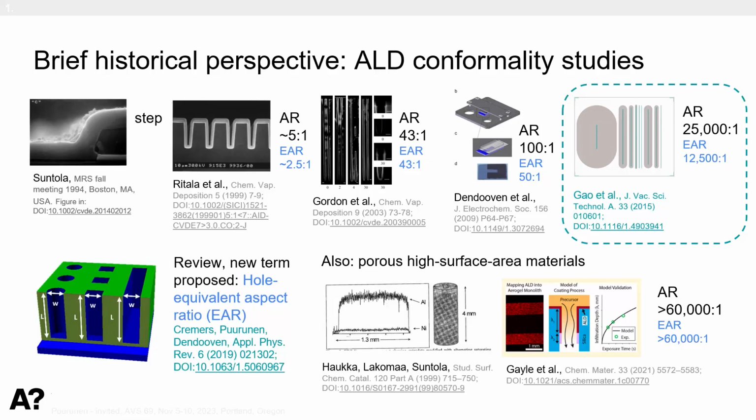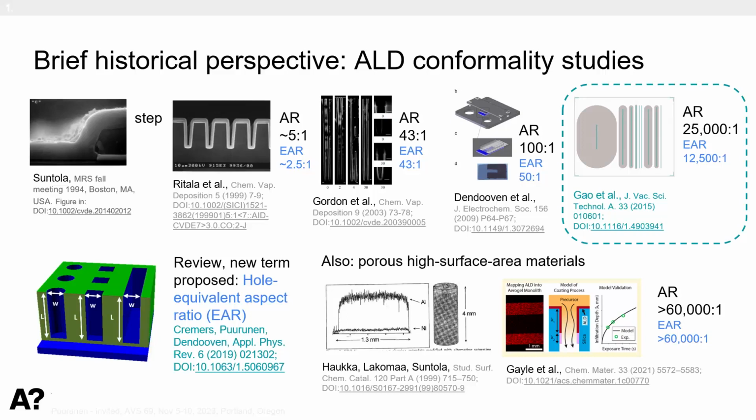A review was published in 2019 by me with Belgian collaborators, Kremers et al. And there we were reviewing the experimental and modeling work for conformality analysis, and we came up with a proposed new term and concept, the hole equivalent aspect ratio, EAR. The purpose of this one is to scale things so that you could compare different studies quantitatively, and the hole equivalent aspect ratio is a number that describes the aspect ratio, how difficult it would be to coat if it was a circular hole.